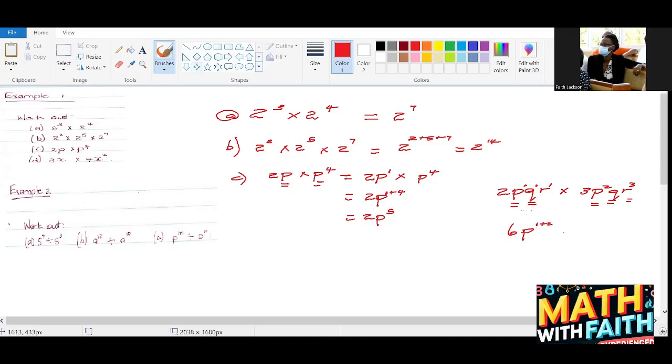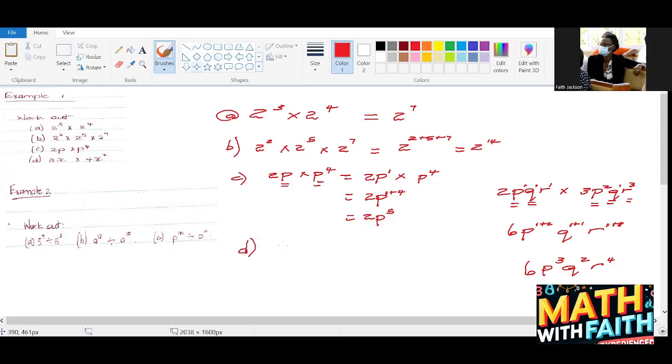And then q, let's look at the q's now. This is q to the power 1. This 1 also is understood, plus 1. And then we're multiplying that by r to the power 1 plus 3. So you see how we could pick out the same base when we are multiplying. So that's 6p cubed q squared r to the power 4. Right? So I hope you see where we are adding the indices only on the same base. Not to be confused with terms, which we'll come to when we're doing algebra.